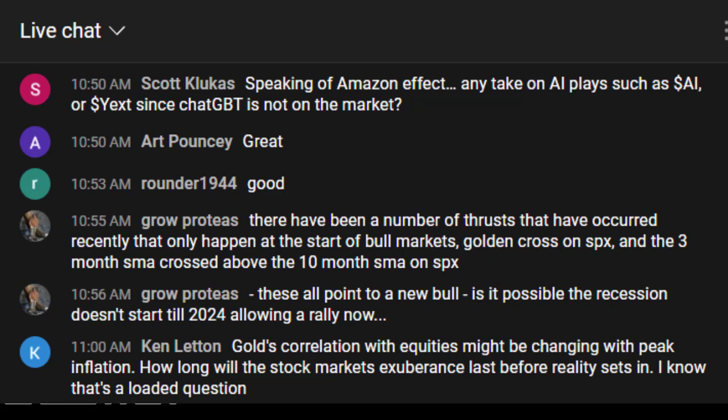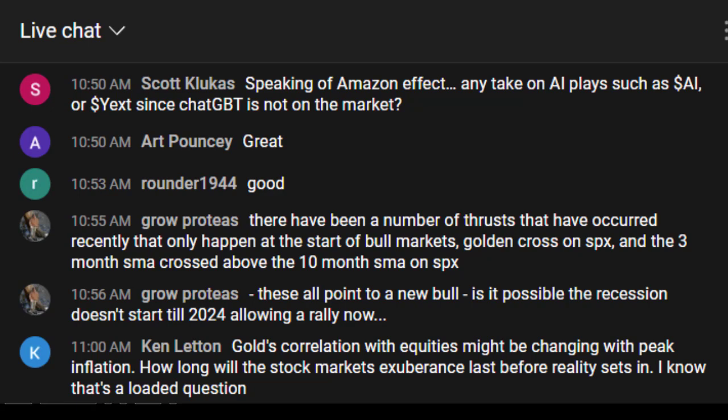Let's see. There have been a number of thrusts that have occurred recently that only happen at the start of bull markets. Golden crosses. Yeah, a lot of golden crosses. Give me just one second. So we saw the dollar, right? One of the first charts, and the 50-day was crossing below the 200-day. That's called a death cross. And then basically a golden cross is the opposite, where the 50-day crosses above the 200-day.